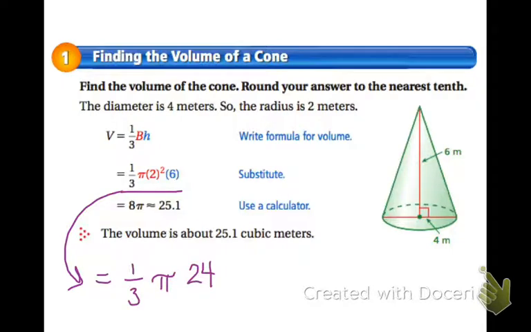So what they've done is they've already simplified 1/3 of 24 here, because 3 goes into itself once and goes into 24 8 times. So that's where this 8 pi comes from, in case you were wondering. You could just simply take 24 times pi and then divide by 3, but in this case they've simplified it down. Sometimes that makes the math a little bit easier to do. The other thing we're going to be using is the pi button on our calculator, so that it'll help better with the rounding as you're checking your answers or entering them online. So you would get about 25.1 cubic meters.